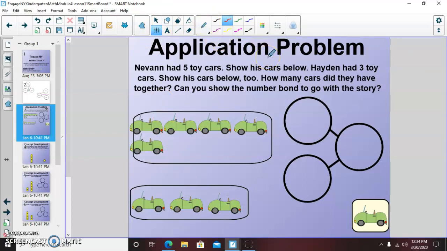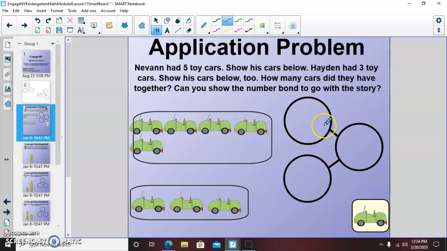So it says, how many cars did they have all together? Now remember, when we hear the words all together, that means our whole. So we're going to count Navan's cars and Hayden's cars. Here we go. 1, 2, 3, 4, 5, 6, 7, 8. So we have our whole.